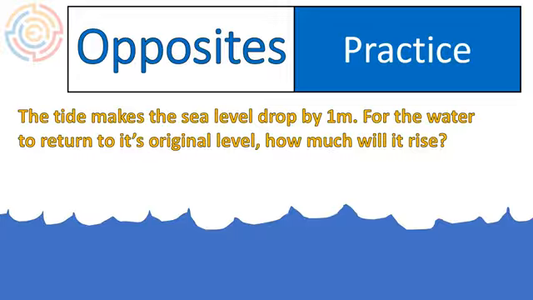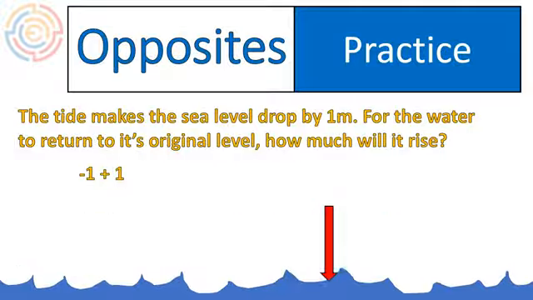My expression would look like this. We're never told what the sea level was, so we're just going to start out with -1, which is dropping it down by 1. And then from that point, the tide lowers the sea level temporarily and drops it down, -1, and then we would have to add 1 to bring it back up to the level where it used to be.